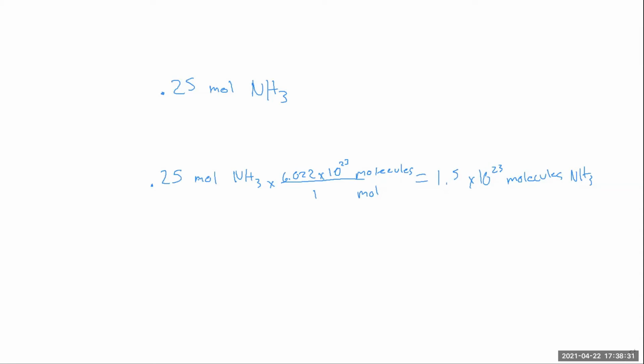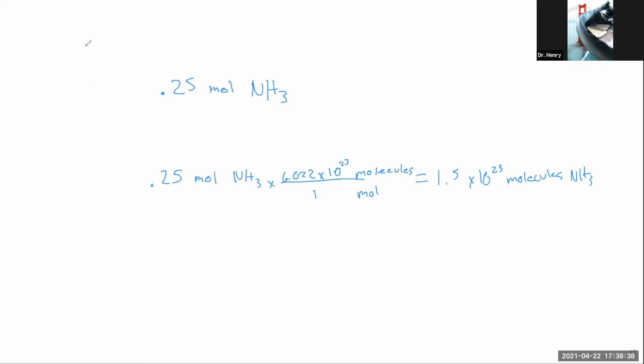Okay. So this is how I view it. This is one side of a triangle that we look at. So moles is going to be the peak.